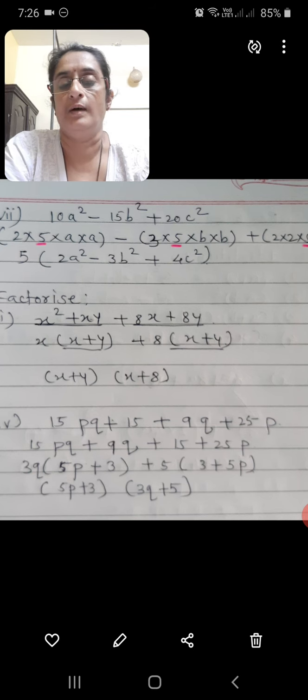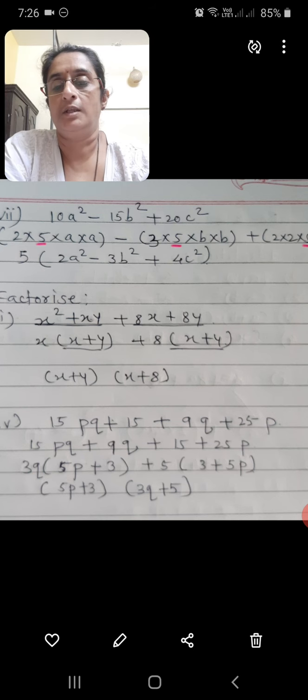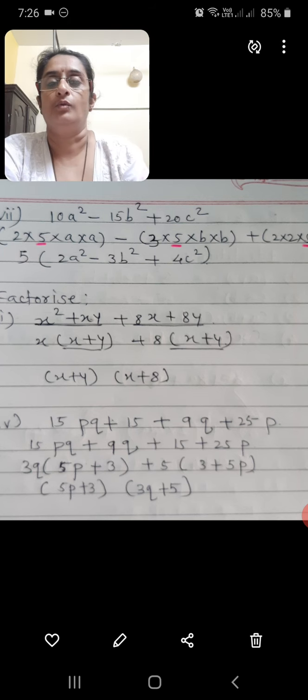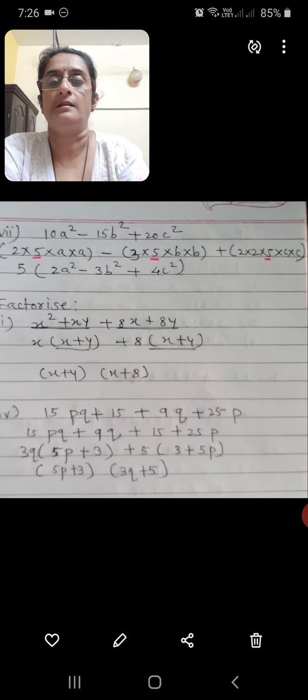So we'll make one bracket of that, that is 5p plus 3, and the second bracket will be of the remaining terms which are outside the bracket. So 3q plus 5 is the second factor of the given expression. Let us go to the next question.